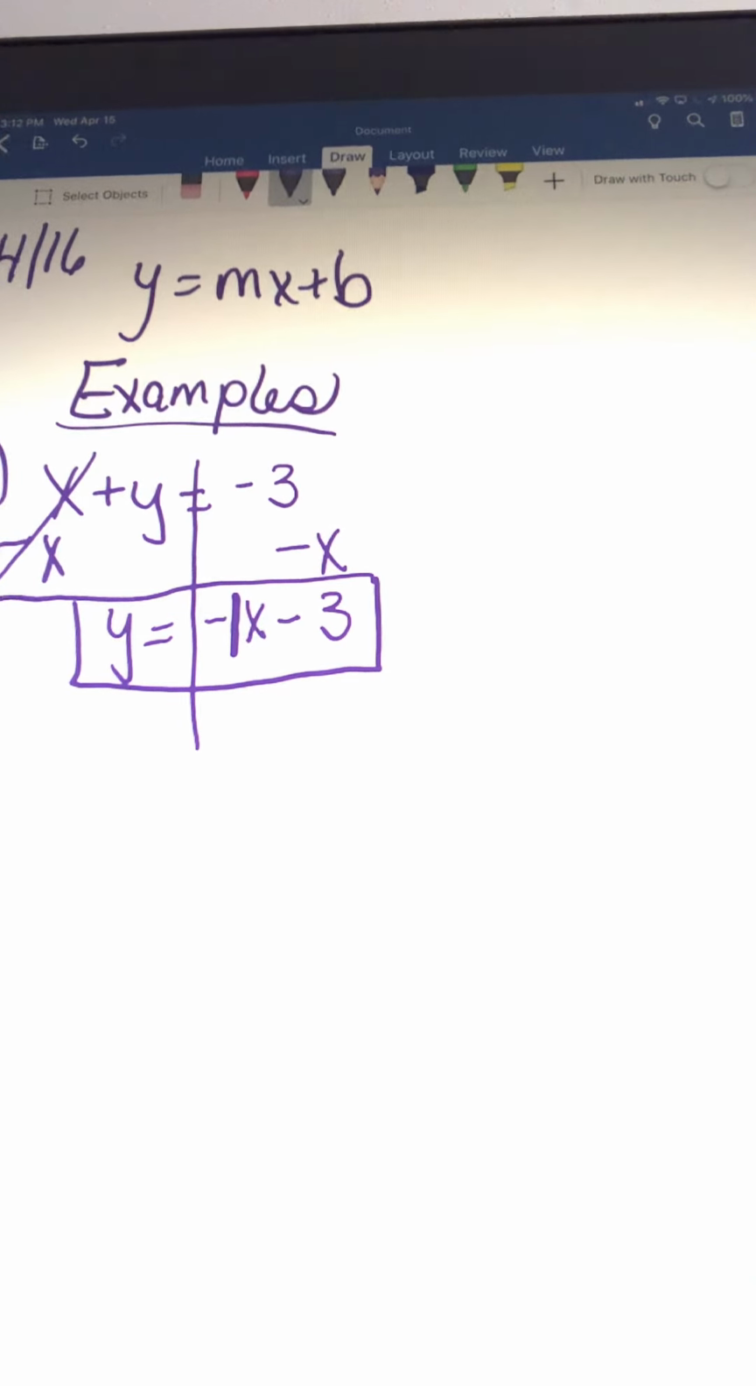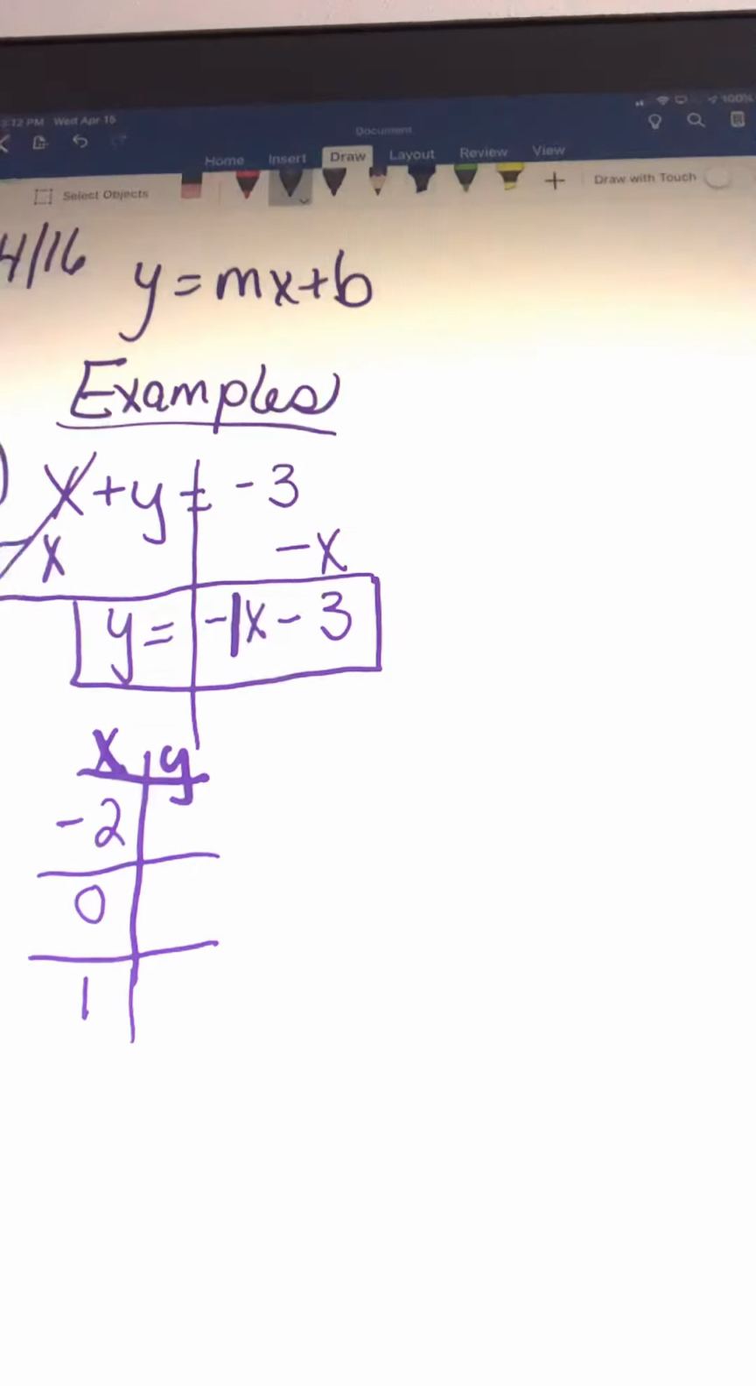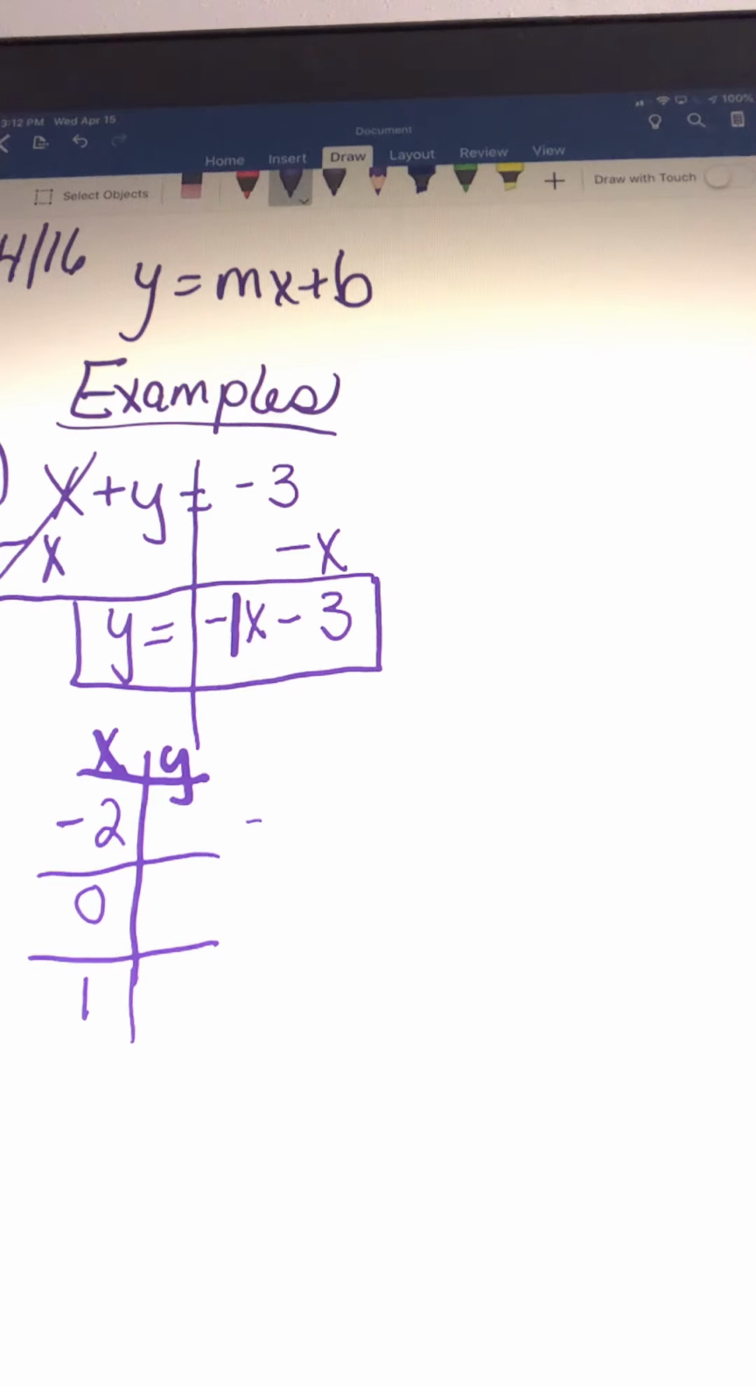The new step is you're going to have a function table. I will always give you your numbers for the function table. For this one, we're going to use -2, 0, and +1. We have done all this. We're just putting things together. So the first one, it might help to write it out. It's going to be -1 times my x value, -2 minus 3. Then solve.